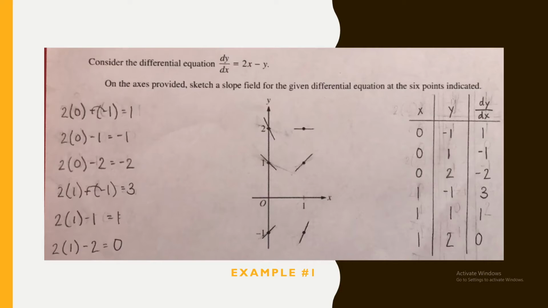It says to consider the differential equation dy/dx equals 2x minus y. On the axes provided, sketch a slope field for the given differential equation at the 6 points indicated. So the first thing I did was make a table of the indicated points, putting their corresponding x and y values in this table. Then I plugged those values into the equation to find the slope at that given point. From there, I drew the slopes at their respective points on the graph.